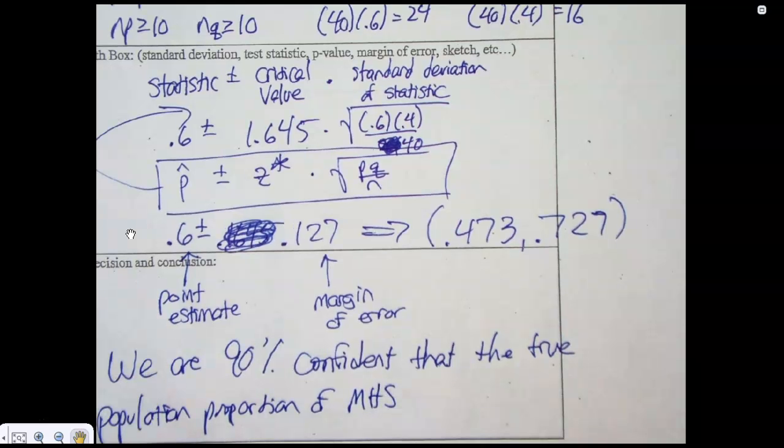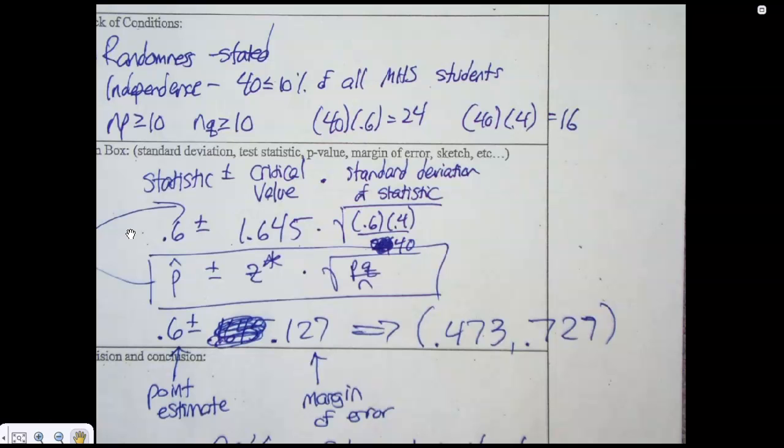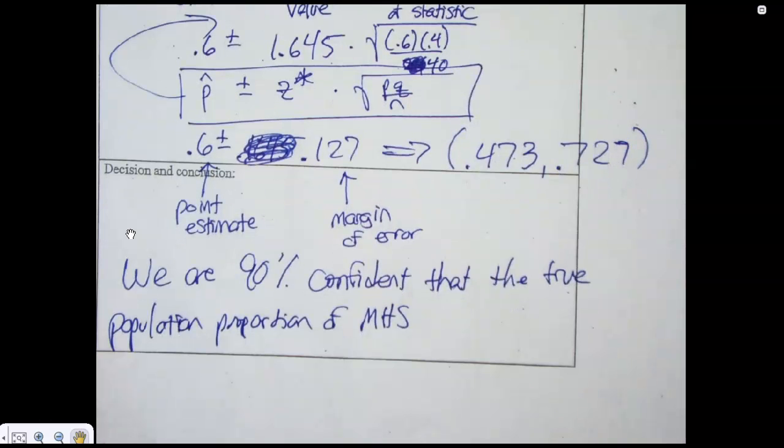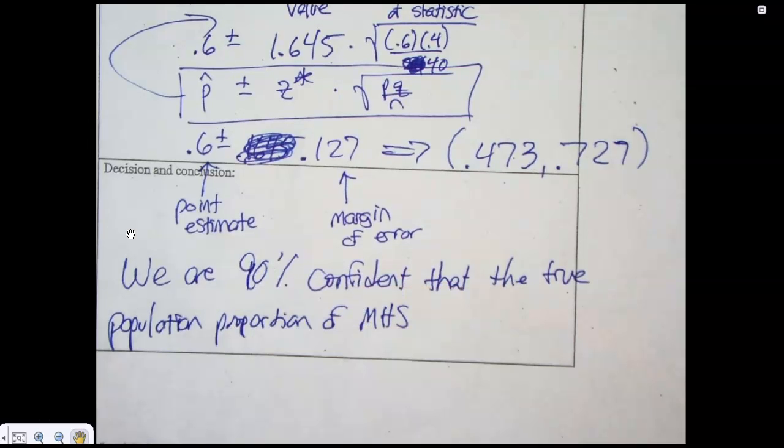So you did inverse norm of 1.9 divided by 2. Yeah, so for 90% you do 1.90 divided by 2. For 95 you do 1.95 divided by 2. That's that x-bar thing I was trying to say. Does that make sense? Yeah.